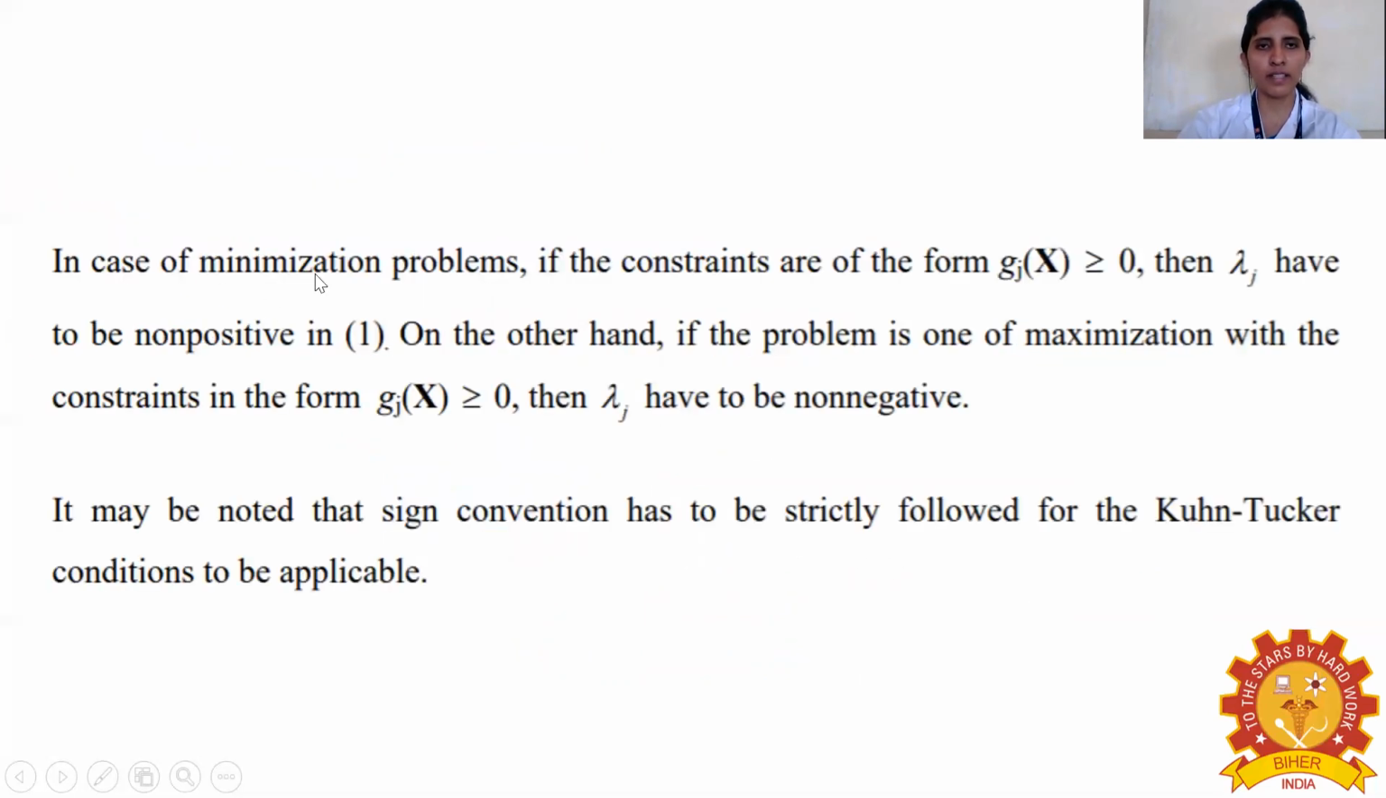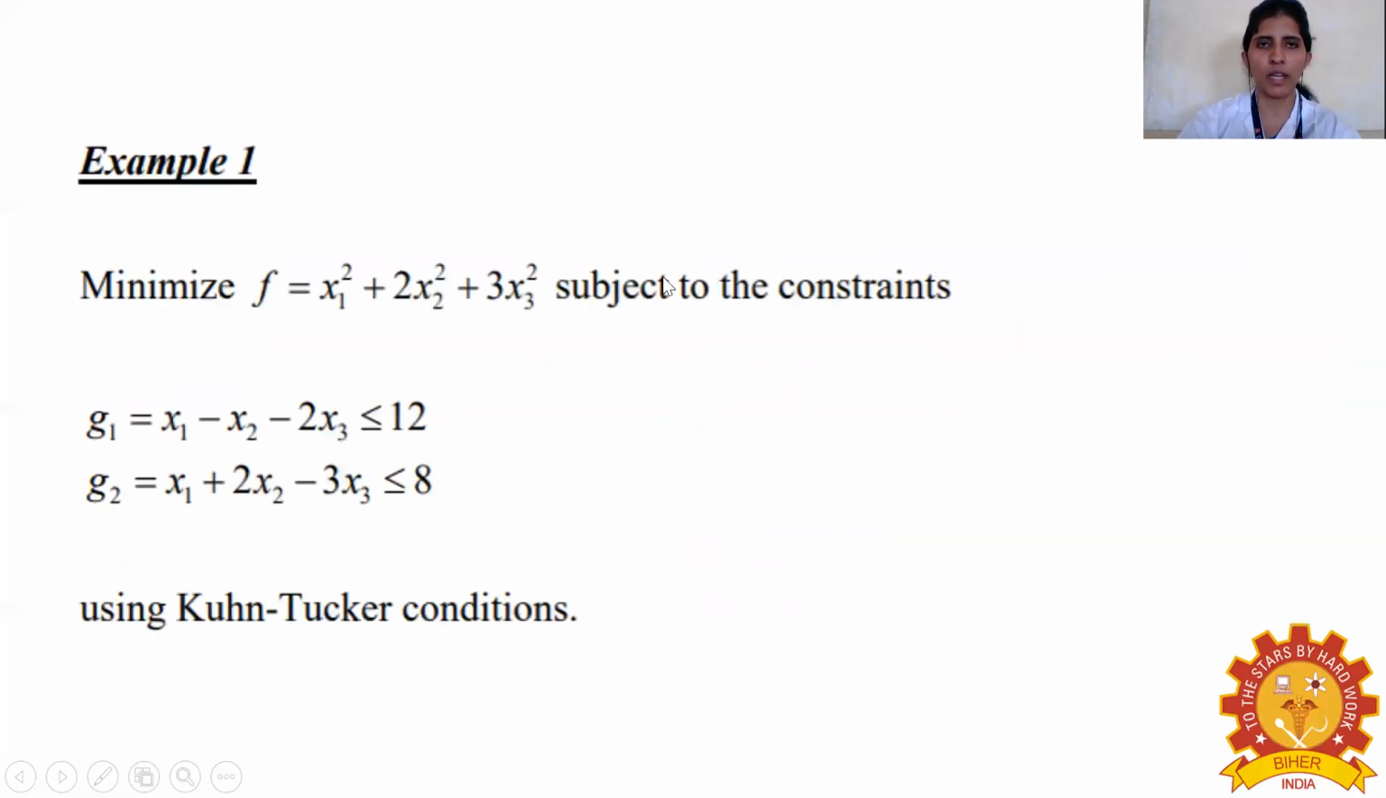In the case of a minimization problem, if the constraints are of the form gj of x greater than or equal to 0, then lambda j has to be non-positive. Therefore we are specifying with less than or equal to 0. On the other hand, if the problem is one of maximization with constraints of the form gj greater than or equal to 0, then lambda j has to be non-negative, that is, positive. It may be noted that the sign convention has to be strictly followed for the Kuhn-Tucker conditions to be applicable. Now let us consider this example.